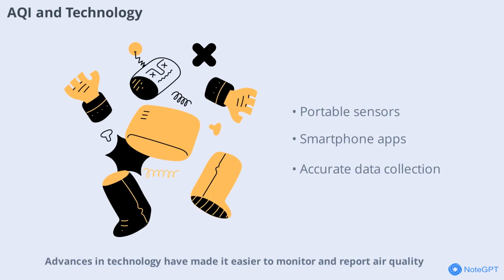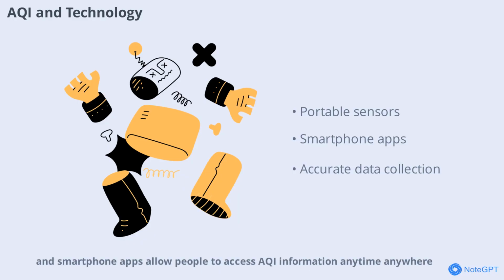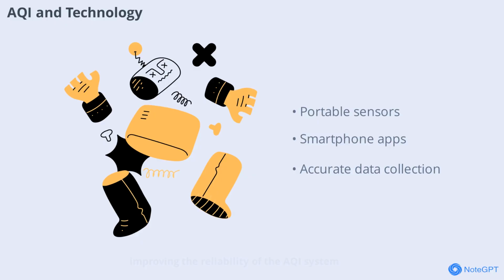Advances in technology have made it easier to monitor and report air quality. Portable sensors, satellite data, and smartphone apps allow people to access AQI information anytime, anywhere. These tools help individuals, communities, and governments respond quickly to changes in air quality. Technology also enables more accurate data collection and analysis, improving the reliability of the AQI system.